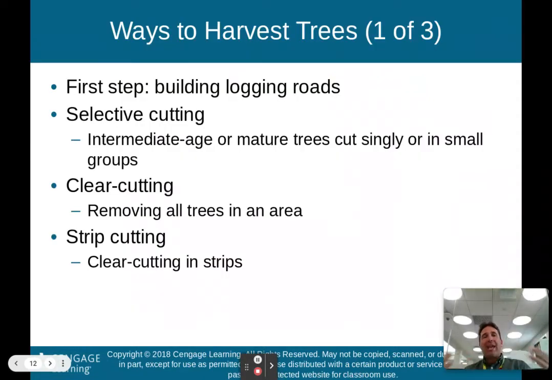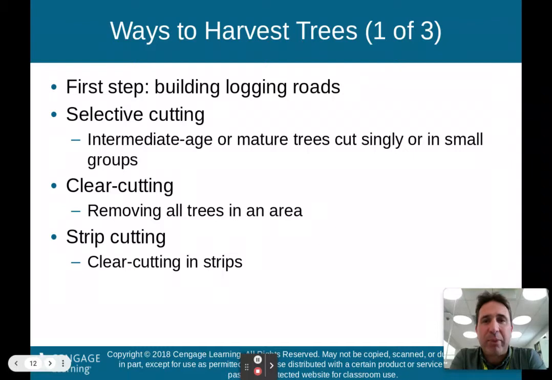All right, so how can we harvest trees? Because look, we are going to need lumber, we do need wood, we do need some of the economic services that the forest provides. So how can we harvest trees to maybe harvest them more sustainably? So first, let's talk about some terms here.